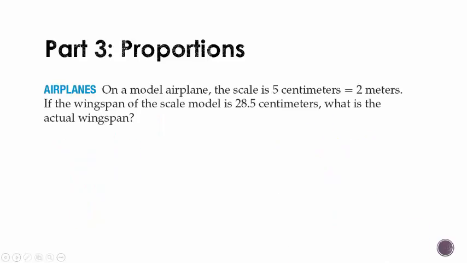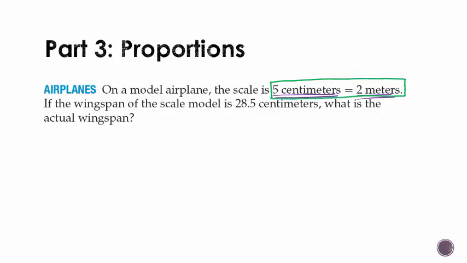So let's try a story. On a model airplane, the scale is 5 centimeters equals 2 meters. So this means you have a mini airplane where every 5 centimeters on the mini airplane is really 2 meters in the real life airplane. If the wingspan of the scale model, so the little one, is 28.5 centimeters, what's the actual wingspan of the plane?